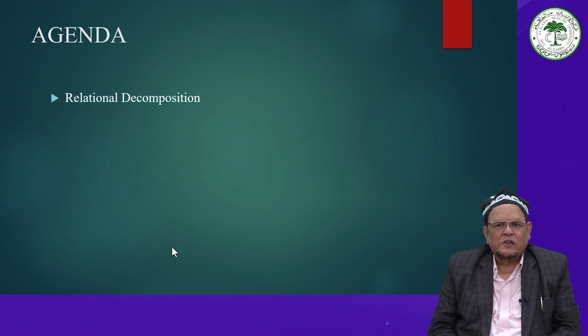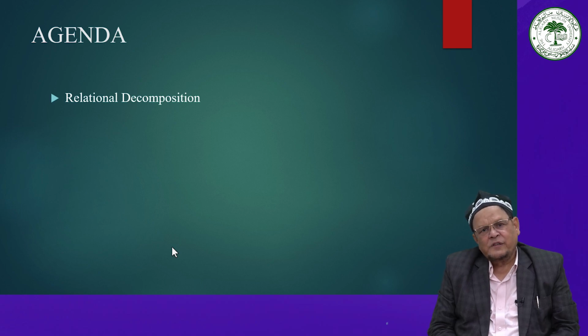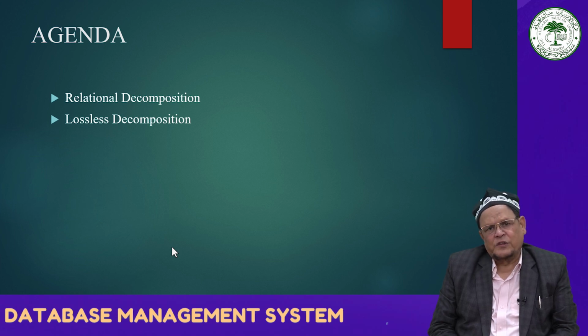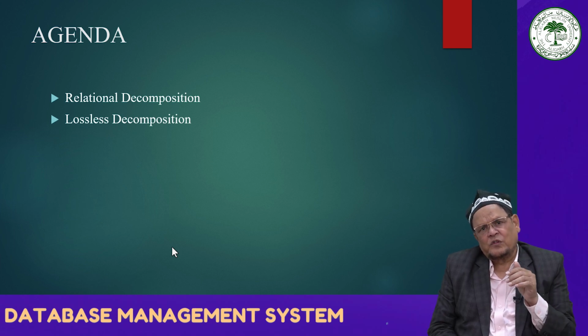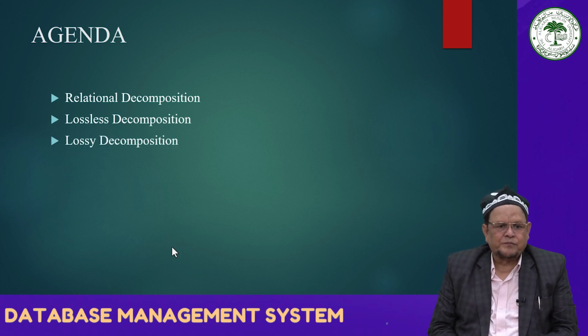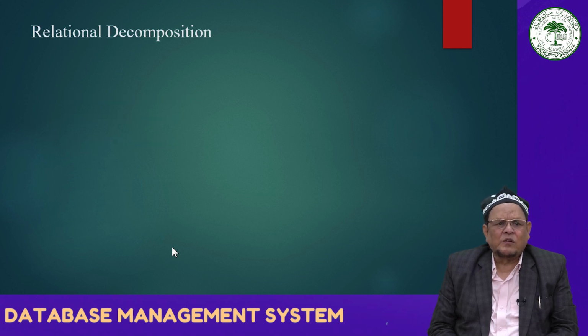Today's agenda is as follows. We'll discuss relational decomposition. In the previous lecture, I told you why we decompose a relation. So here we'll discuss relational decomposition, lossless decomposition, and lossy decomposition. When you decompose a relation, it may be lossless or lossy, meaning you may be losing some rows, or some tuples. We'll start one by one.